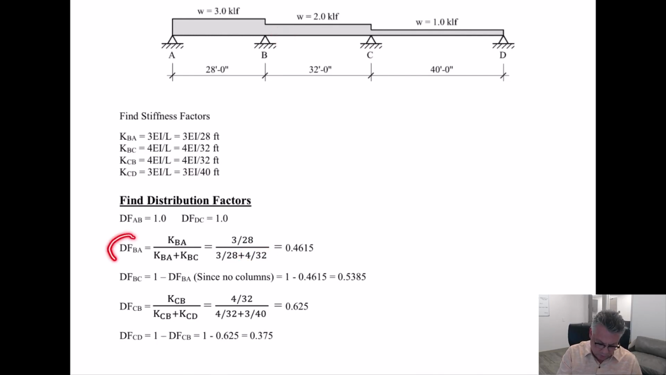So the proportion of an unbalanced moment going to the B to A side will be 46.15%. Now, since we only have 2 elements framing into this joint, the other side has to make up the difference. So we could do the calculation, or we can just say 100% minus 46.15% is 53.85%. We'll go to this side.